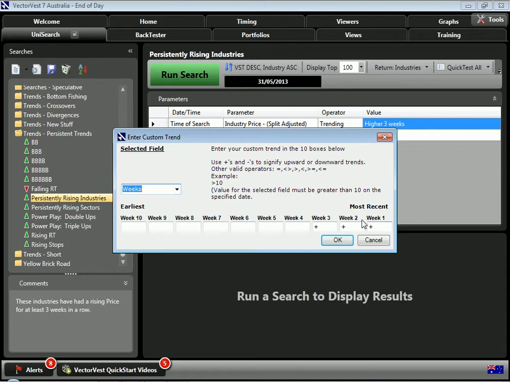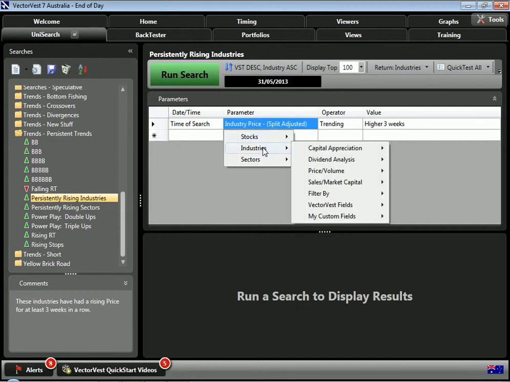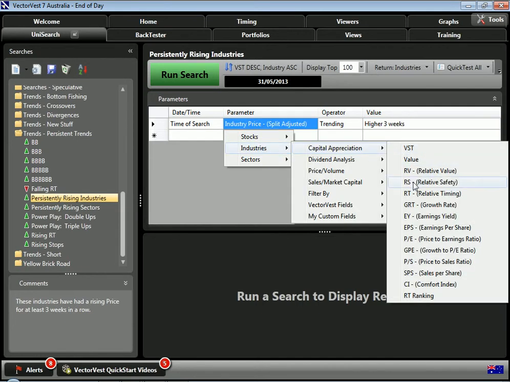Week 1 is current. So as we go back historically, we can go back 10 weeks. And so this particular trend is saying, I don't care what happened to the industry's price from week 10 through week 4, but in the last 3 weeks, on Friday, I wanted the price to be higher over the last 3 Fridays. Well, of course, there are a lot of ways you could use this tool. For instance, instead of looking at the industry's price, what if we said we wanted to look at the industry's RT value?